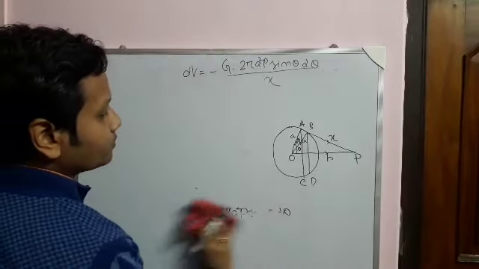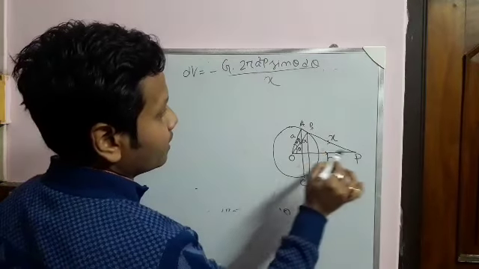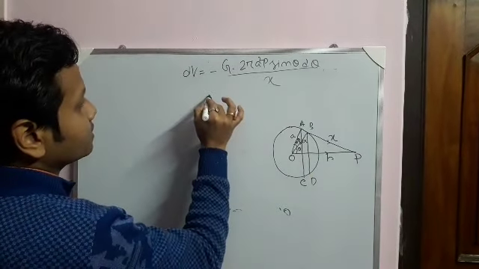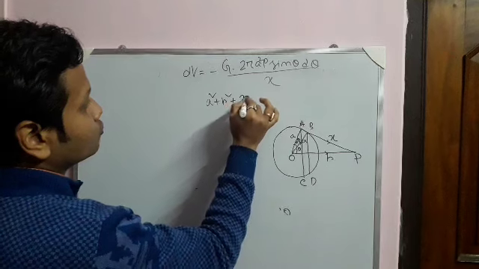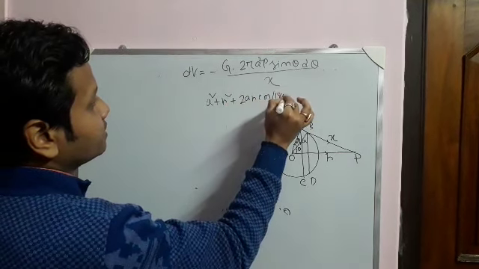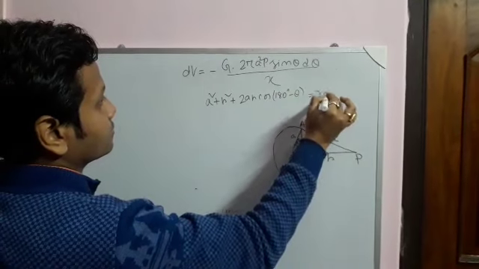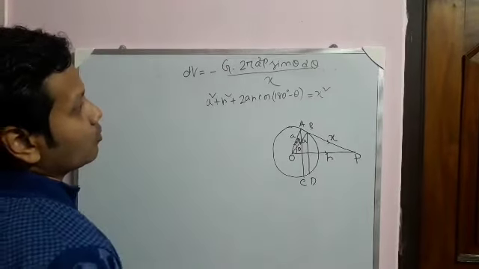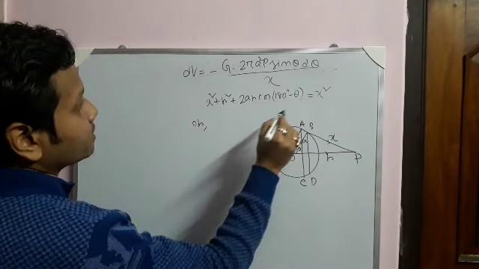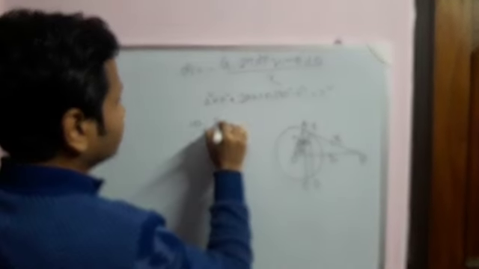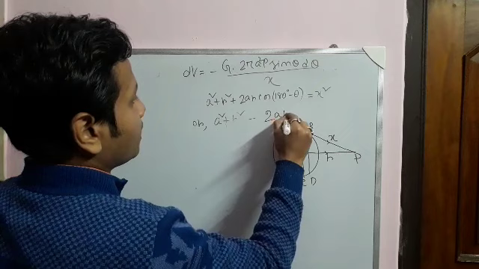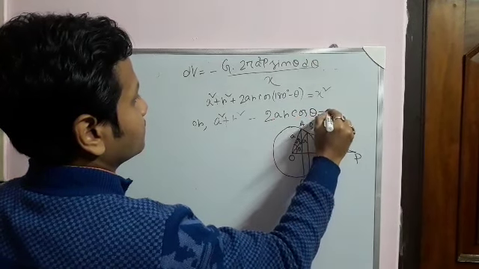Now if you look into the picture, this forms a triangle, okay? And since A and R are opposite vectors, the resultant can be written in this way: A square plus R square plus 2AR cos of 180 degree minus theta is equal to x square. Since A and R are opposite, we can write this from the triangle law. So what we get is A square plus R square minus 2AR cos theta, equal to x square.